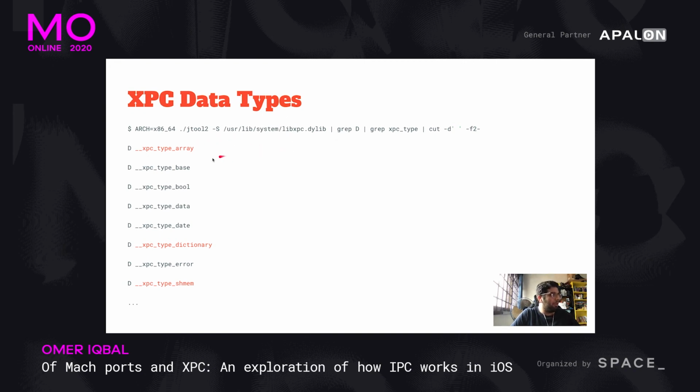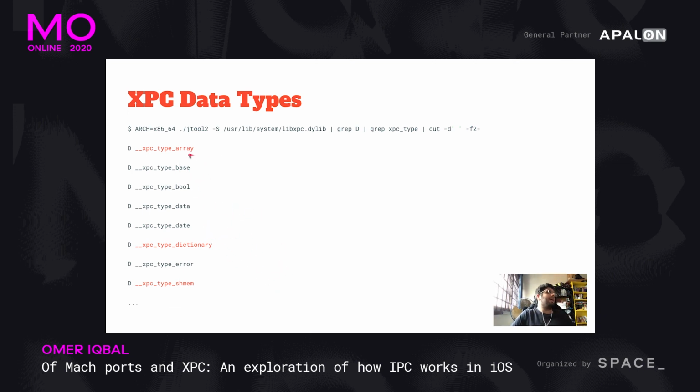So what I'm doing is looking for the data type definitions inside and trying to filter out those that are prefixed with XPC type, because that's what they're called in the code. And we can see that XPC supports quite a rich list. This list is actually very long. I cut it by two thirds just to make it fit in this slide. But there are a lot of rich data types.